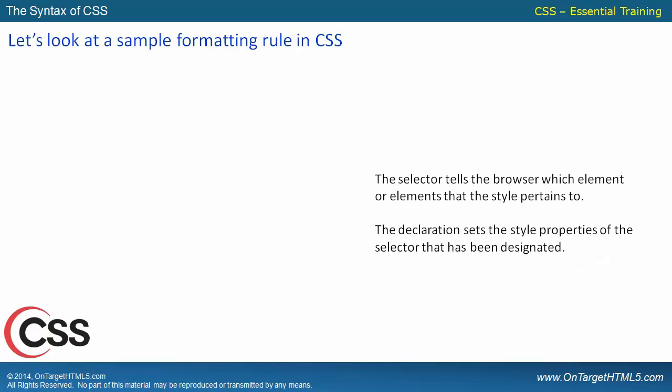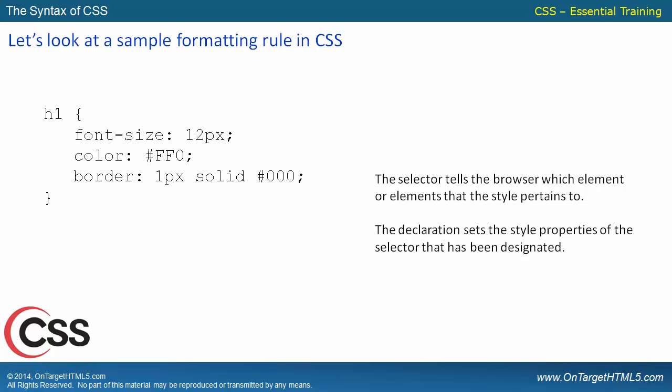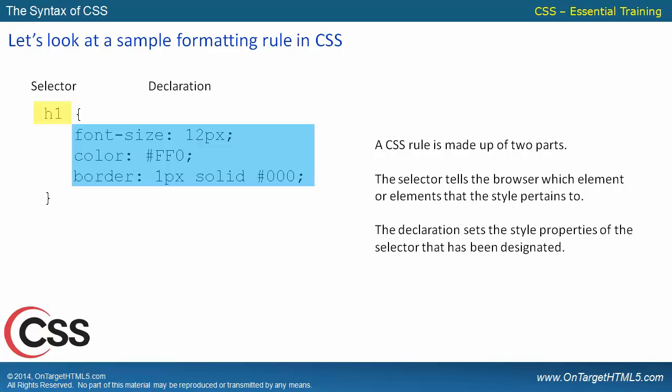So let's look at a sample formatting rule in CSS. A rule is made up of two parts. We have the selector. The selector tells the browser which element or elements that our style pertains to. And then we actually have the declaration. The declaration sets the style properties of the selector that have been designated.